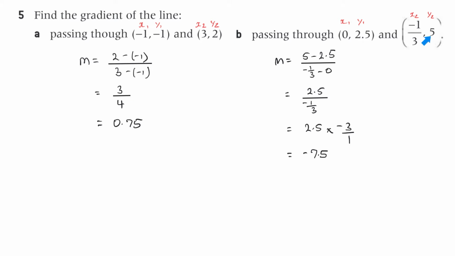B, passing through these 2 points, again I've got (x1, y1) and (x2, y2). So it's y2 minus y1, that's 5 minus 2.5 on the top, and x2 minus x1, that's -1/3 minus 0. That becomes 2.5 on the top, -1/3 on the bottom. When you divide by a fraction, you multiply by the inverse, so it's 2.5 times -3 on 1, which is -7.5.